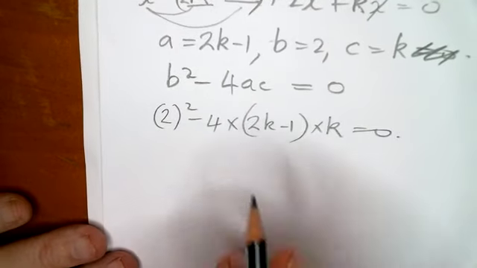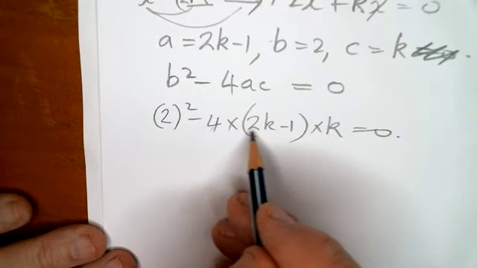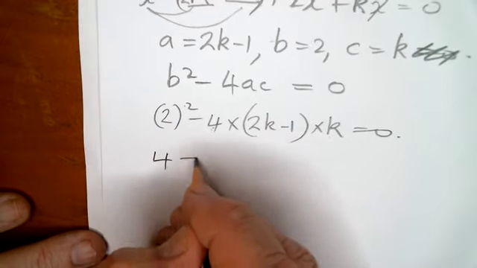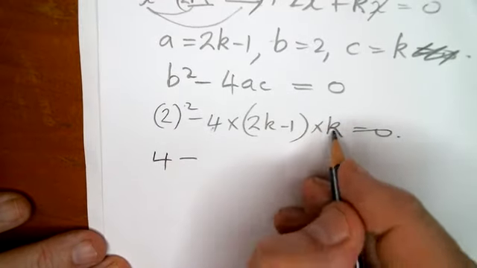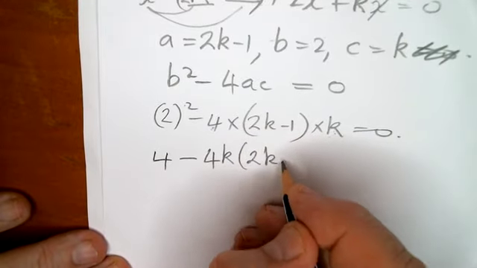I'm going to rewrite that actually. I want the negative 4 and the k next to each other as coefficients for this thing here. So let's go ahead and do that. So 2 squared is 4 minus 4 times k is negative 4k times 2k minus 1.